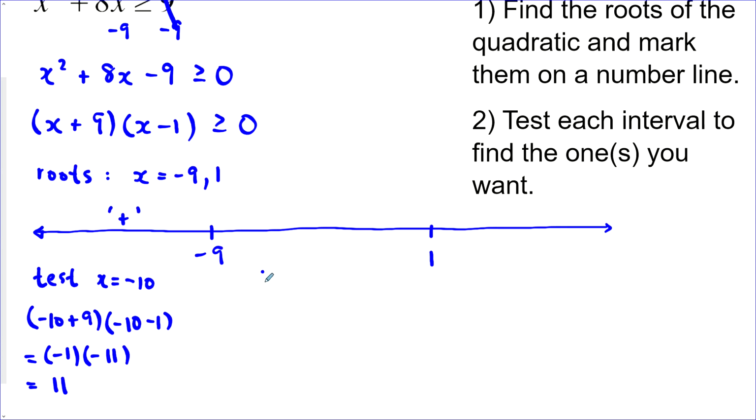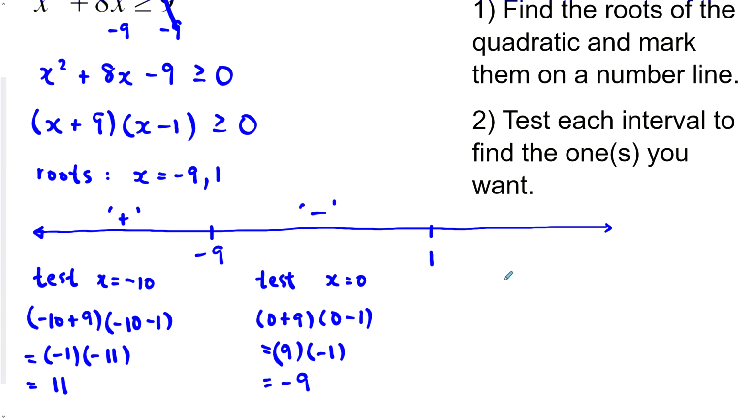So this interval is going to be positive. All right, let's test this interval. Pick a value that's easy to work with. I'd say 0. Plug 0 in here, and we get 9 times negative 1 is negative 9. So this interval is negative.